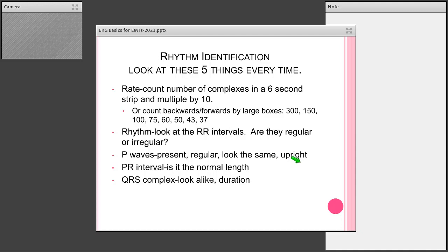The fourth thing is the PR interval. We want that to be its normal length or duration, and remember that the PR interval is 3 to 5 small boxes. Finally, we look at the QRS complex. Do they all look alike? Are they the right duration or time? Again, that should be 1 to 3 small boxes. On some of these examples it is a little hard to count the boxes, but I have some at the end that are a little easier to count, and we can do some practice ones.